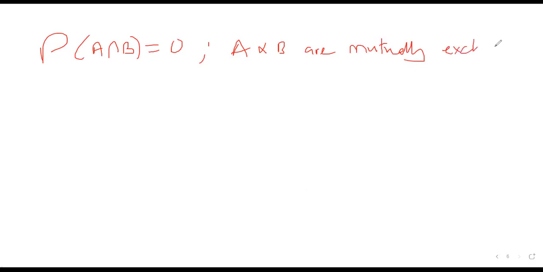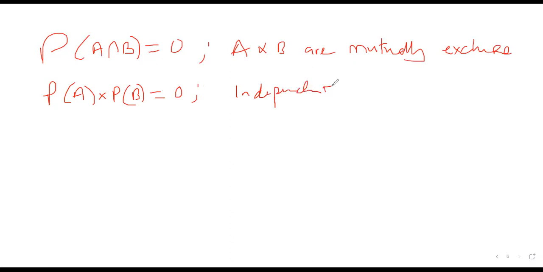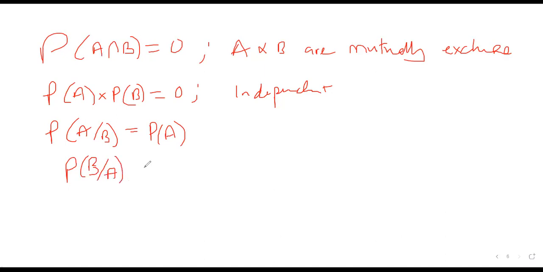Okay. And we also have independence. If probability of A times probability of B is equal to probability of A intersection B, it means they're independent. Or we actually say if A given B is equal to probability of A, or if B given A is equal to probability of B.